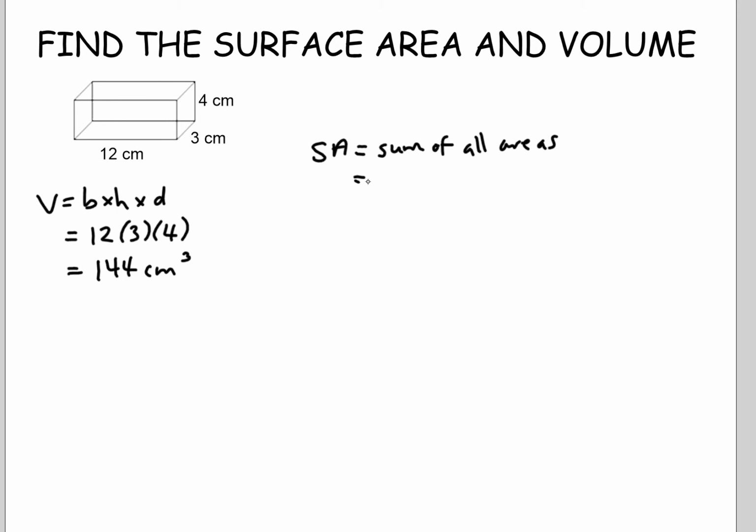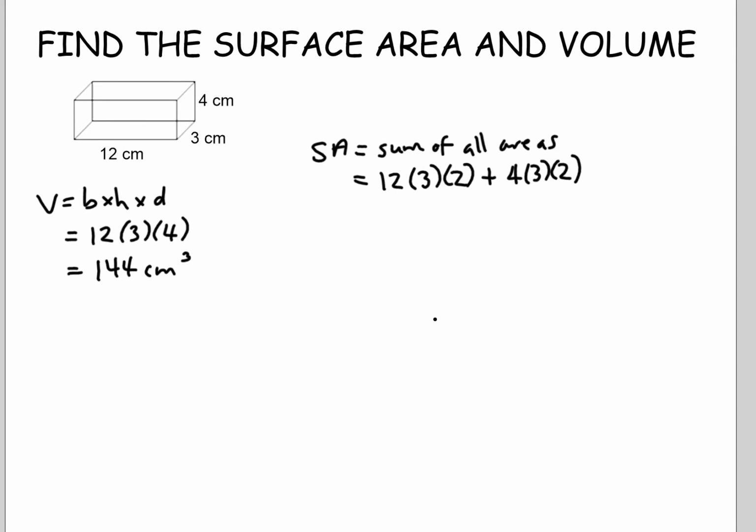And so if we remember from the video you watched before that reviewed surface area, we need to think about what's the top and bottom. So the area of the top and bottom would be 12 times 3, and there's 2 of those. Then we need to think about what about the left and the right of the shape? Well, the left and the right of the shape is right here, and that's 4 times 3.